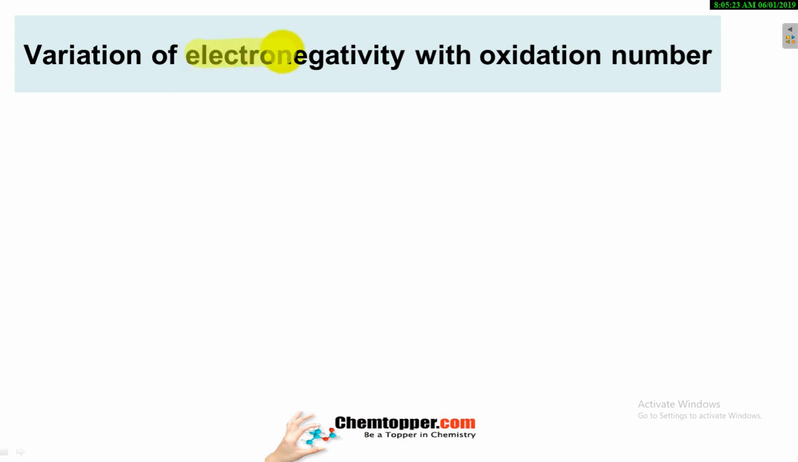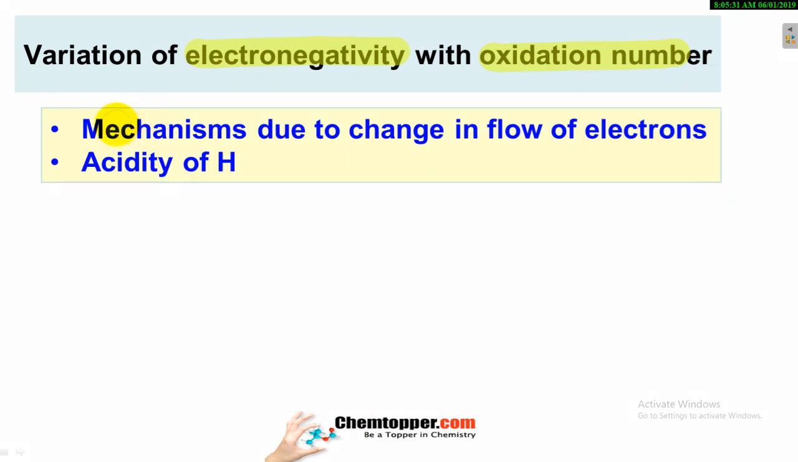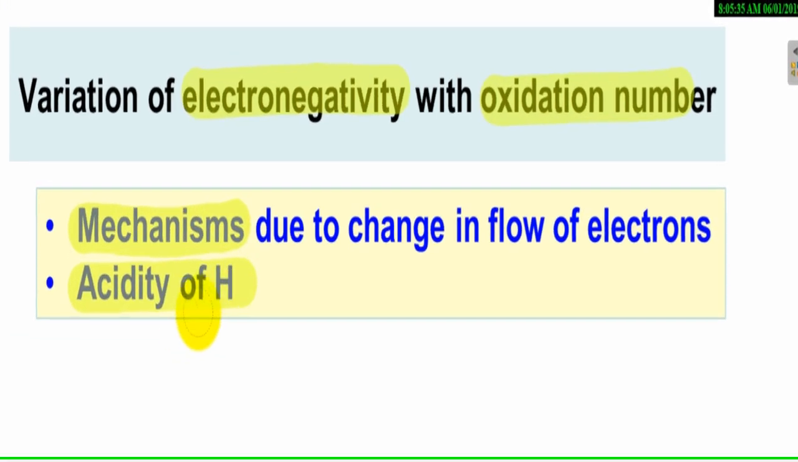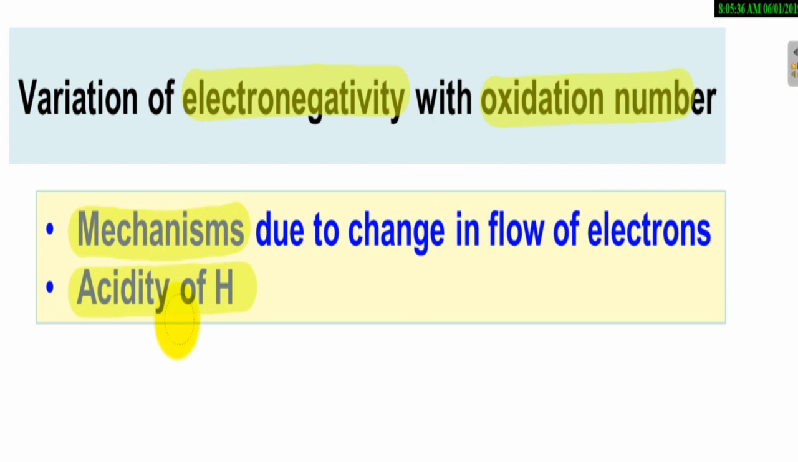Electronegativity changes with change in oxidation number of the central atom. And this change in oxidation number and electronegativity has a very strong effect on the mechanisms of chemical reactions and the acidity of hydrogen in organic compounds. This topic becomes very important to answer many questions based on curved arrow mechanism and acidity of the hydrogen.